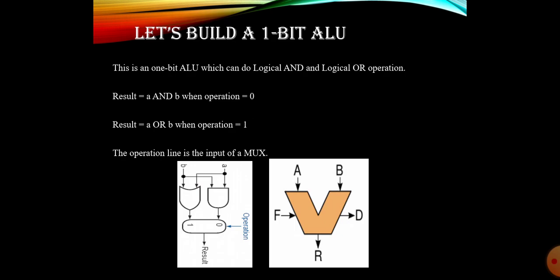So let's build a 1-bit ALU. This is a 1-bit ALU. It can do logical AND and OR operations. The result is A and B when the operation is 0. So this is according to the AND operation truth table and the OR operation truth table for the A and B operations. The operation line is the input of the mux. This is my multiplexer. So this is built using multiplexers to get the result.